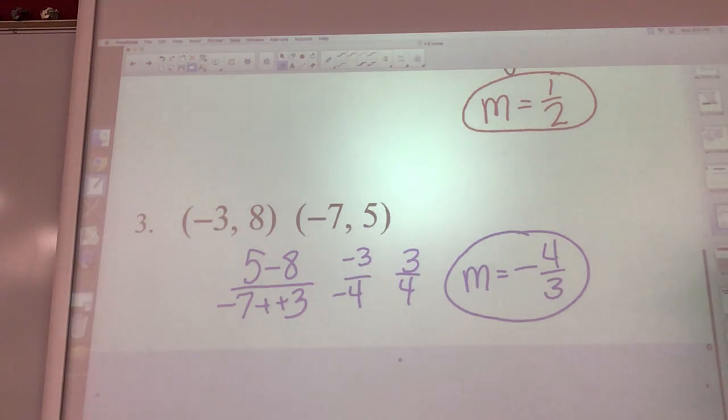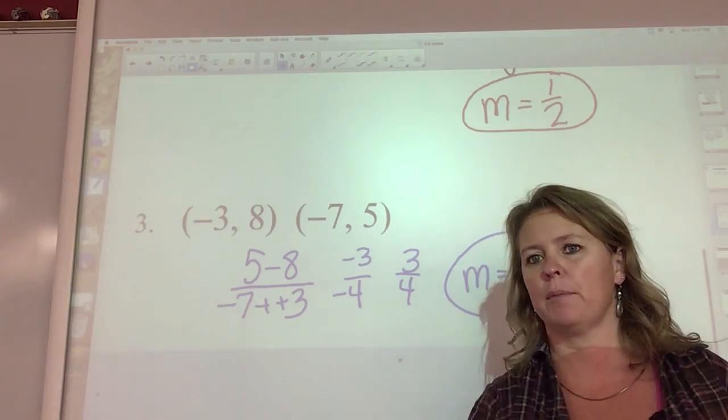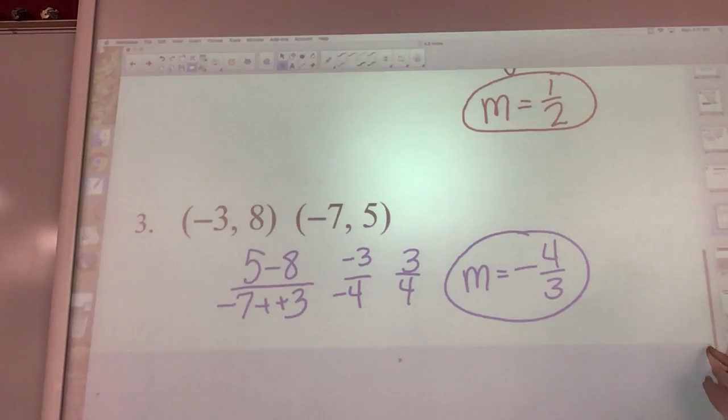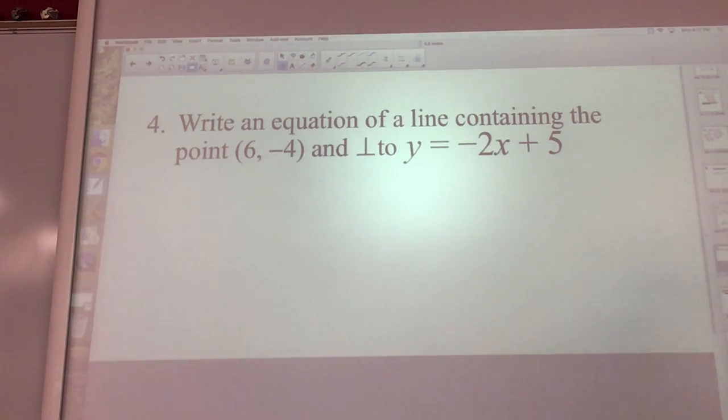All right, we are going to do 2. Count it, 2 examples only. Does that mean they're really long? They might be a little bit long, but they're not that bad. Take the time, go ahead and write this down. Write an equation of a line containing the point (6, -4), and it has to be perpendicular to y equals -2x plus 5.